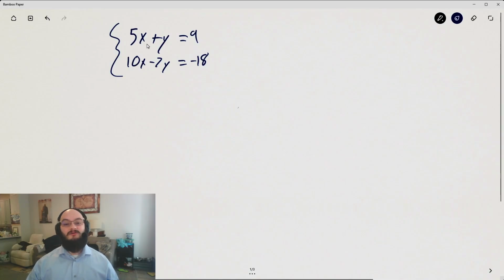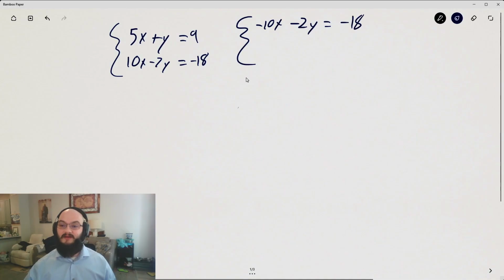I like the second option. Let's convert this to a negative 10x. So to do that, multiplying both sides of the equation by negative 2, we're going to rewrite this system as negative 10x minus 2y is equal to negative 18. Then we have 10x minus 7y is equal to negative 18 as well.